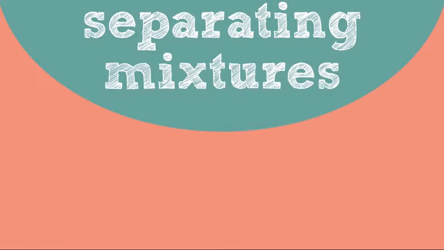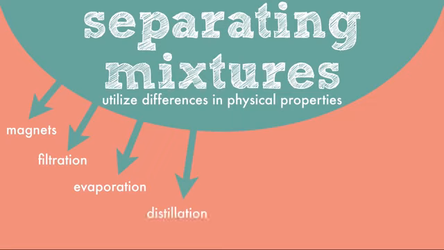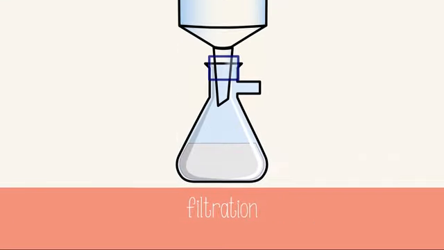It is possible to separate mixtures by utilizing differences in physical properties. There are tons of different ways to separate, like using magnets on certain metals, filtration through fine paper to get grit out of a solution, evaporation to boil off water, distillation to separate two liquids, chromatography to separate dyes, flotation to capture substances that can float, centrifuge to collect denser substances, and sieves of mesh for sifting larger objects. Let's look at filtration and distillation a little closer.